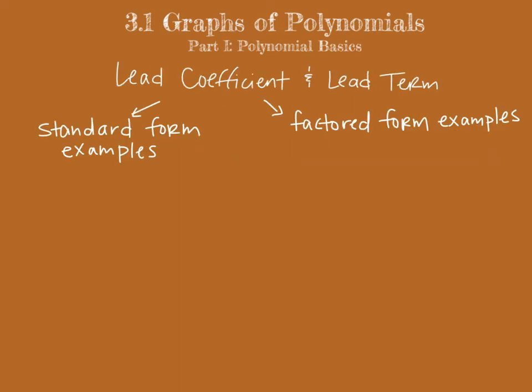The next couple things that we'll look at in polynomial basics are identifying the lead coefficient and the lead term. Sometimes these are called leading coefficient and leading term. I just don't love writing all that, so your book I think calls them leading. Anyway, let's take a look at standard form examples and again factored form examples. Standard form examples are going to be real easy to identify the leading coefficient and term. Factored form will take a little bit more work with some multiplying.